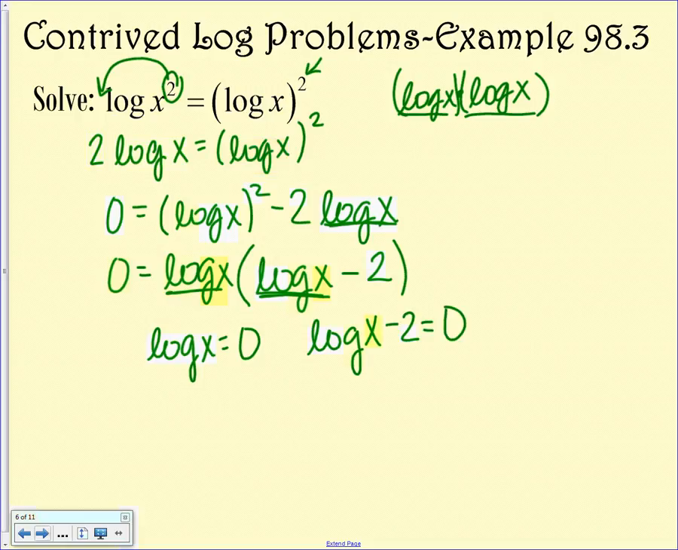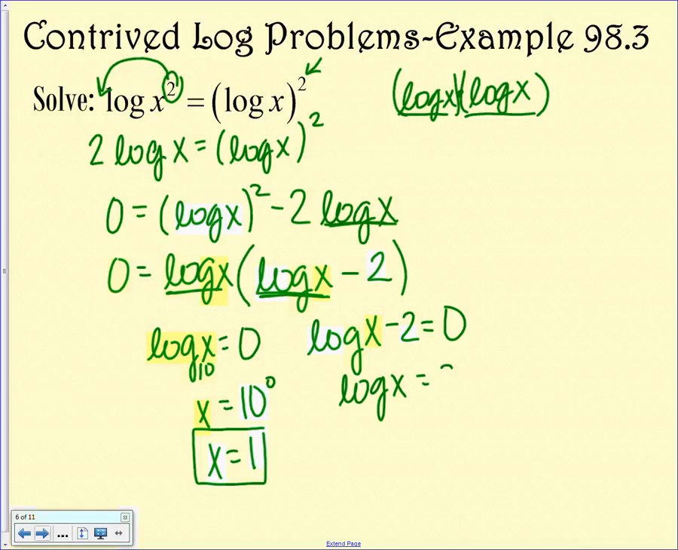Over here, the base is 10, so I can make that x equals 10 to the 0, which means that x actually equals 1. So that would be one of my answers. On this one, I can make it log of x equals 2. The base is again 10, so x would equal 10 to the 2. Well, 10 squared is 100. And so my two answers are 1 and 100.